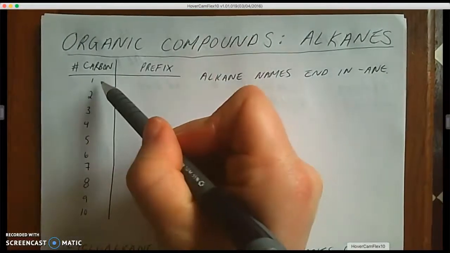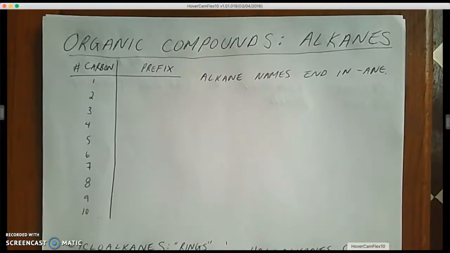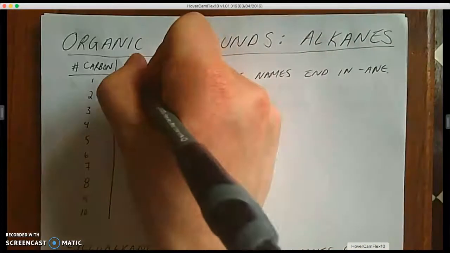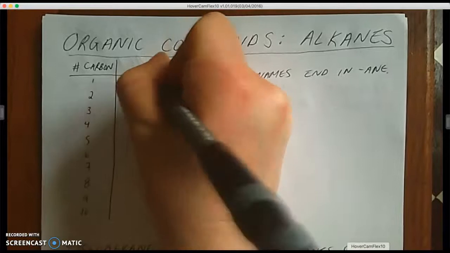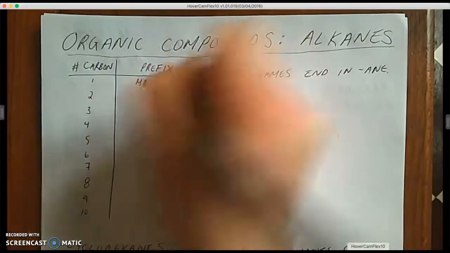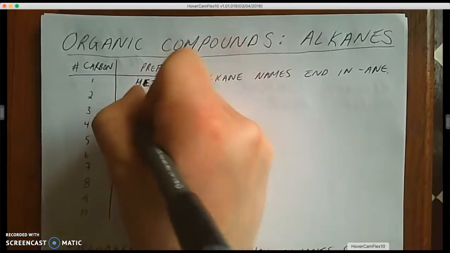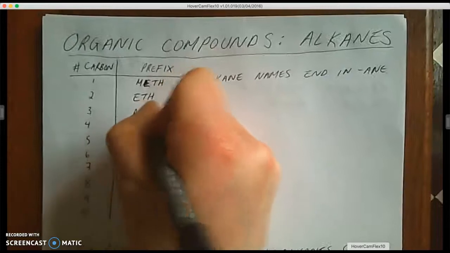Okay, so we use the number of carbons to give us a prefix that forms sort of the backbone of our name. It tells us what the compound looks like. And those prefixes look like this. If there's one carbon, we say meth, not math, but meth. If there's two carbons, we say eth. 3 carbons, prop. 4 carbons, bute.